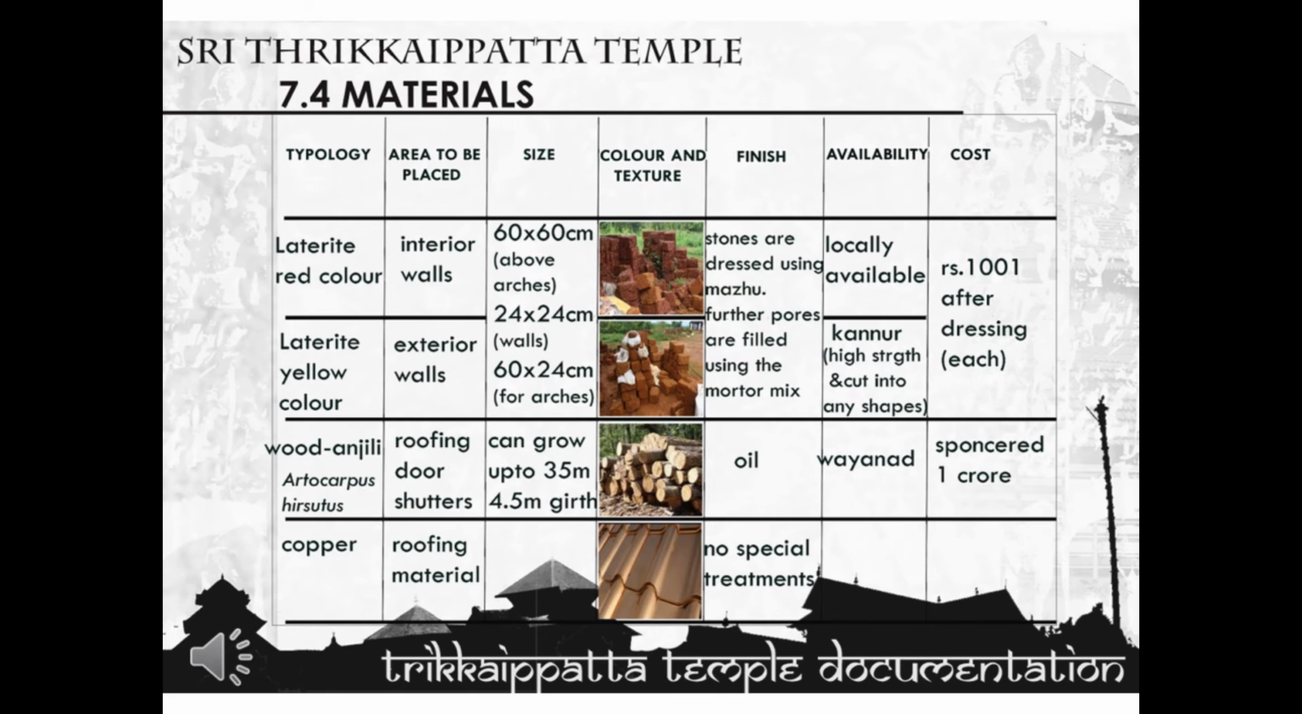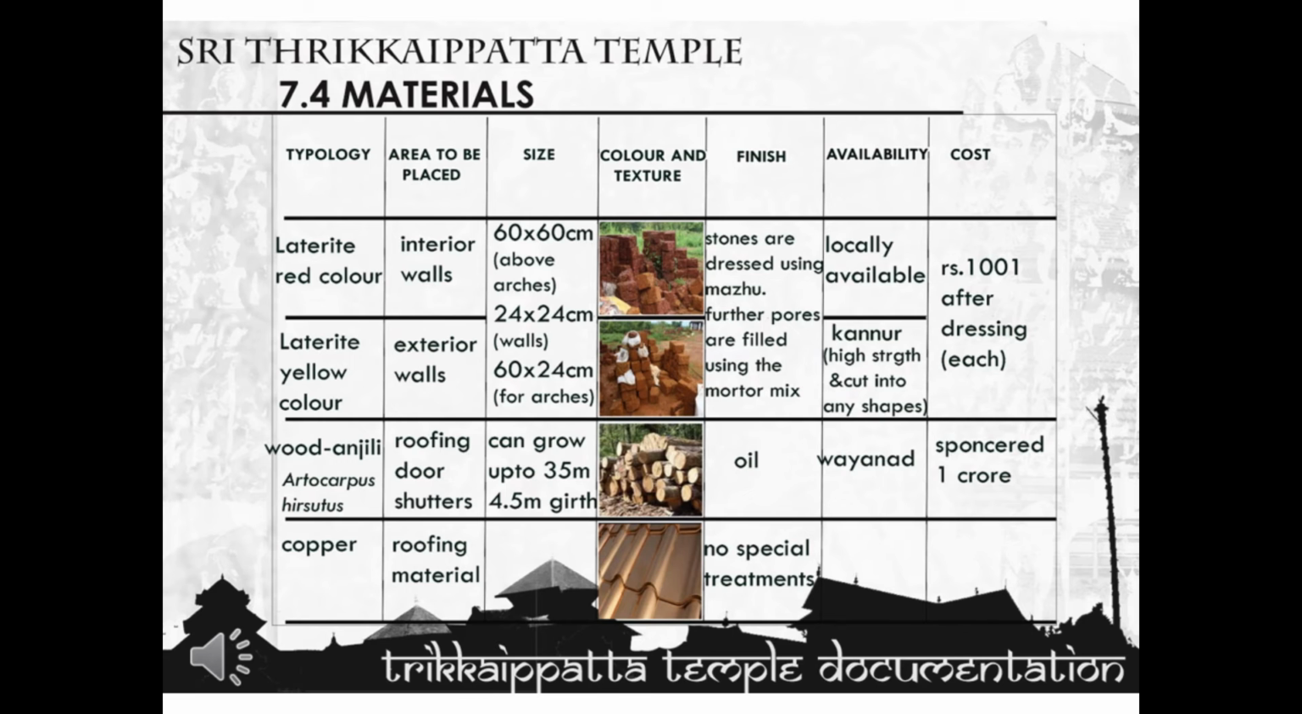Materials used for the construction of Sri Trikapeta temple. Here it's mentioned various types of materials, the area where it is placed, sizes, color and texture, finishes, the availability and the cost. For example, laterite of red color is used for interior walls, and different sizes are available, like 60 by 60 centimeter laterite stone is used above arches.